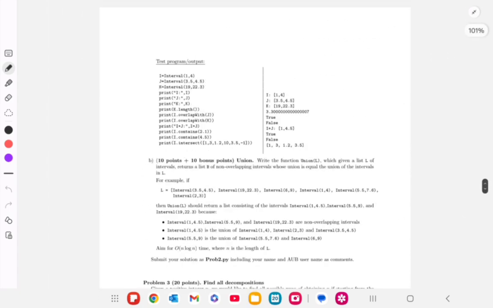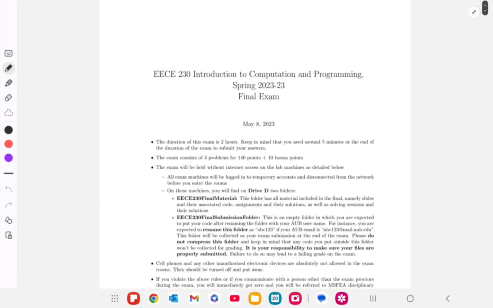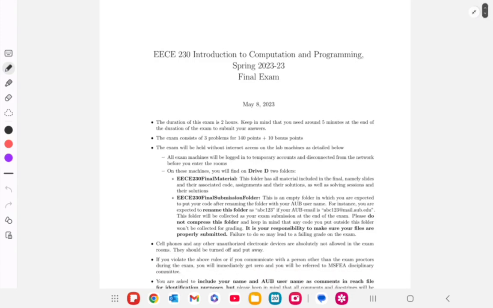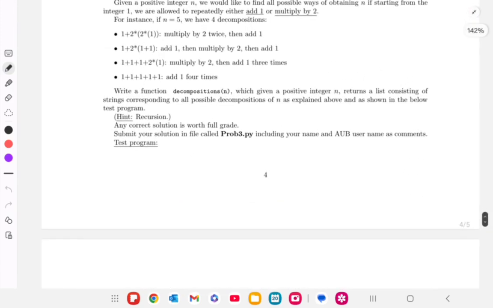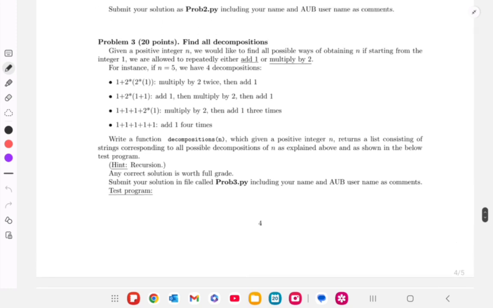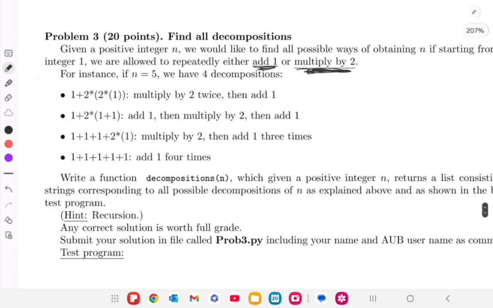So this is problem 3 of the final exam of spring 2023-2024. Let's read the problem. Find all decompositions. Given a positive integer n, we would like to find all possible ways of obtaining n if, starting from the integer 1, we are allowed to repeatedly either add 1 or multiply by 2. Right? So we only allow 2 operations. This will come in hand very shortly.